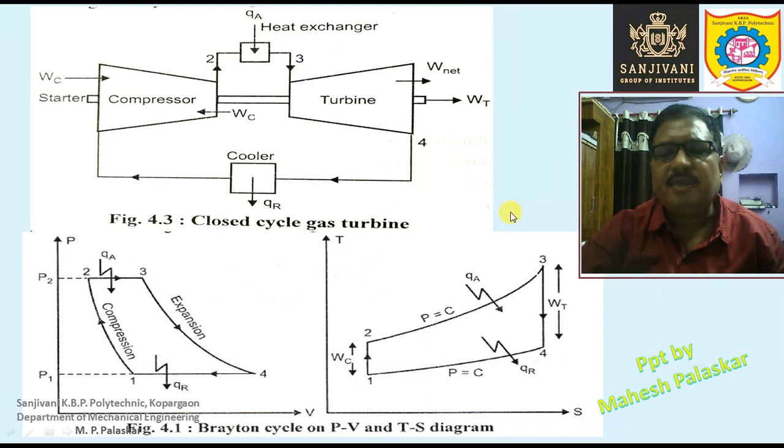So that was about the Brayton cycle and its application to the constant pressure gas turbine, and here we have seen this application to the constant pressure closed cycle gas turbine, and it can also be applied to the constant pressure open cycle gas turbine, but in that case we have to show this 4-1 line dotted.